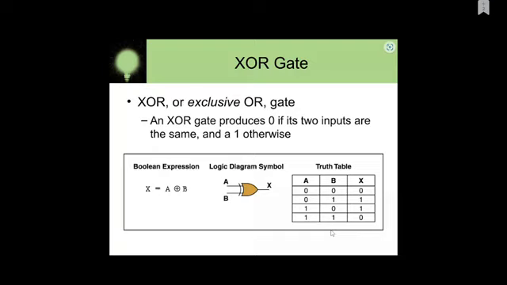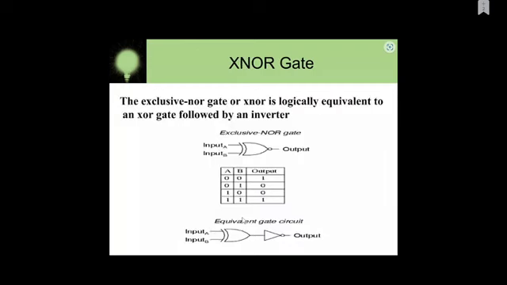So we can observe the XOR gate: if any one of the inputs is high, then we get a high output. If both inputs are the same, 0 or 1, then we get 0 as output. So it is also called an inequality detector.